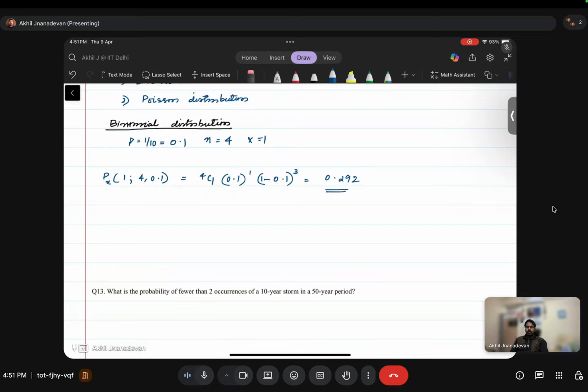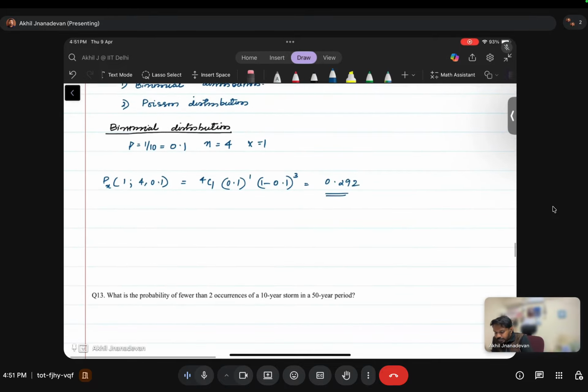p is 1 by the return period, the probability, and n is the total number of occurrences. So here it is said once in 4 years. In 4 years, 4 times it can occur, right? So the maximum number is 4, and x is the occurrence that we need to find. So once in 4 years they are set. So x is equal to 1. So there is direct substitution. Now we can try with the Poisson distribution.